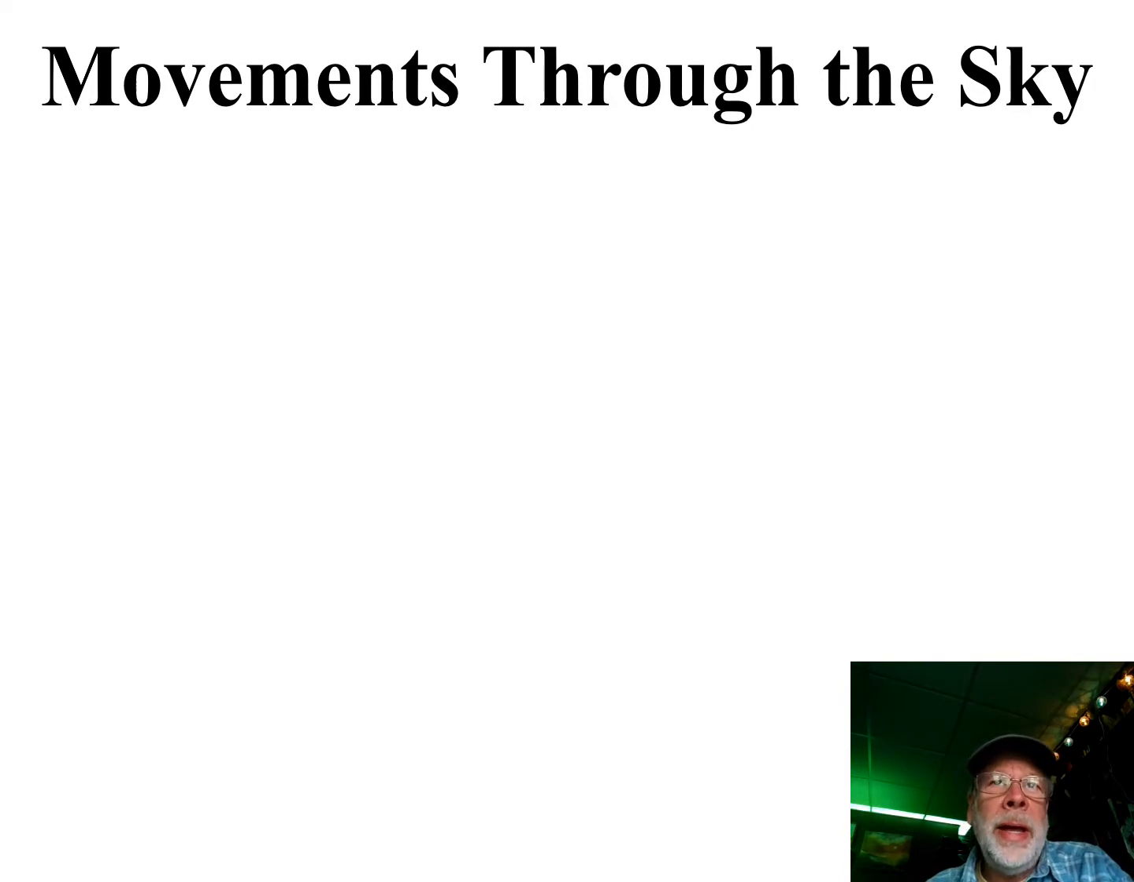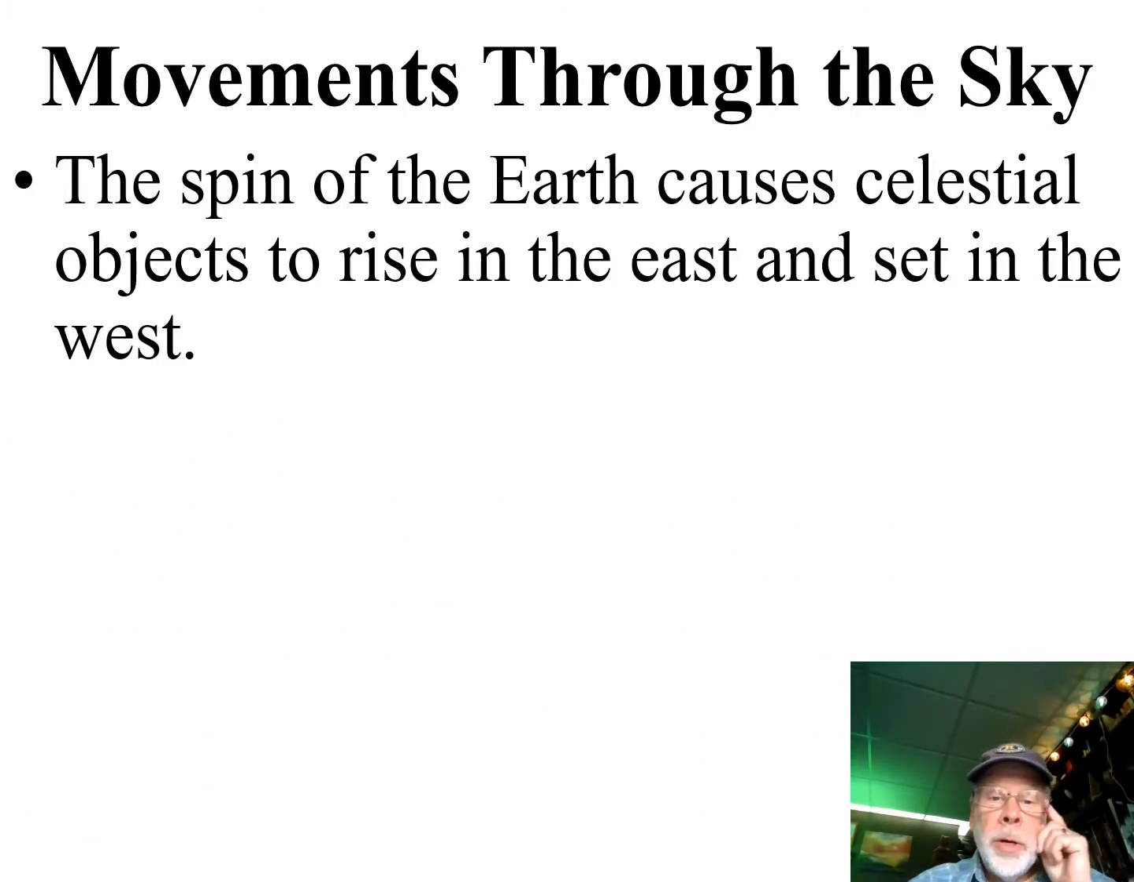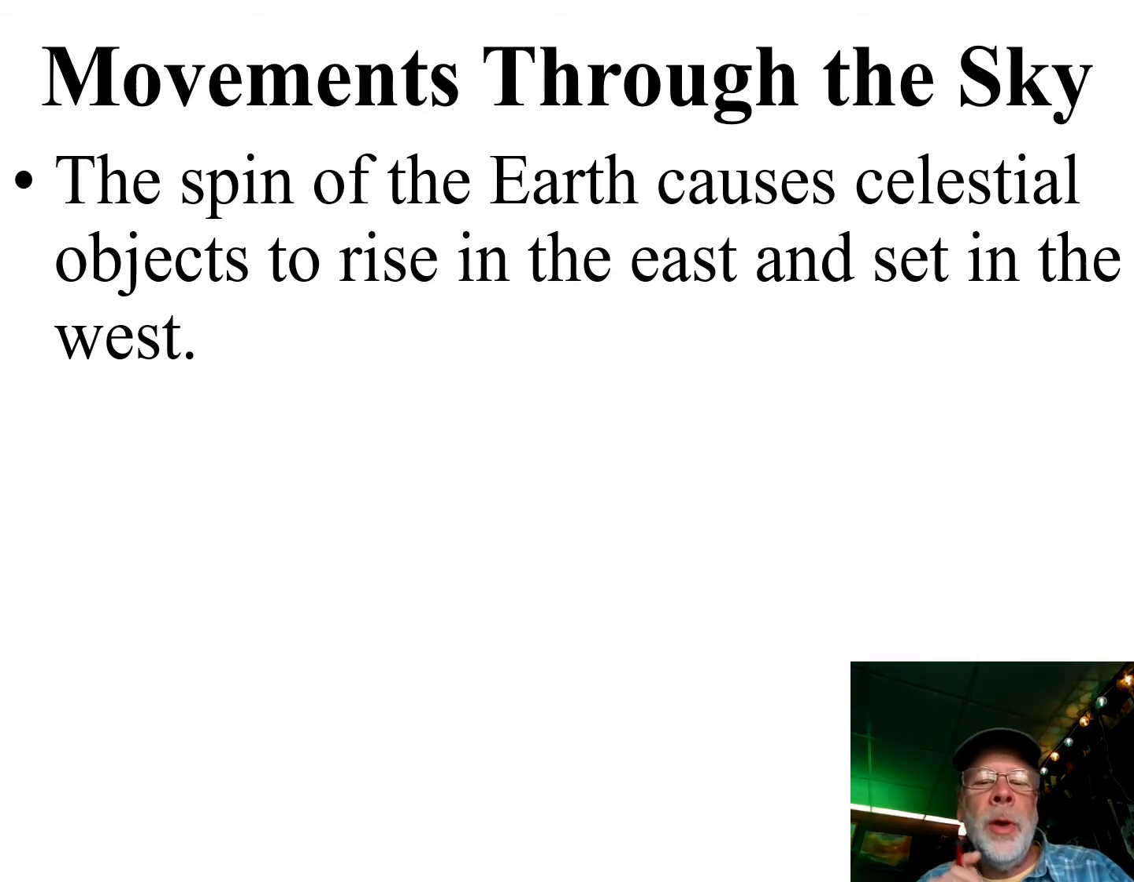We are always moving, which means the celestial sphere is always moving. But we understand it's the spin of the Earth. So the spin of the Earth is causing all the celestial objects to appear to rise in the east and set in the west. Now, why do they rise in the east? Well, that's the way we're turning. We're heading directly east. And that makes everything else appear to come up in the east.